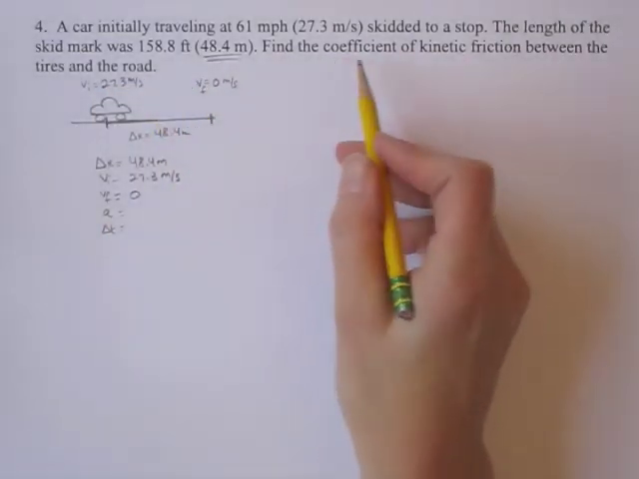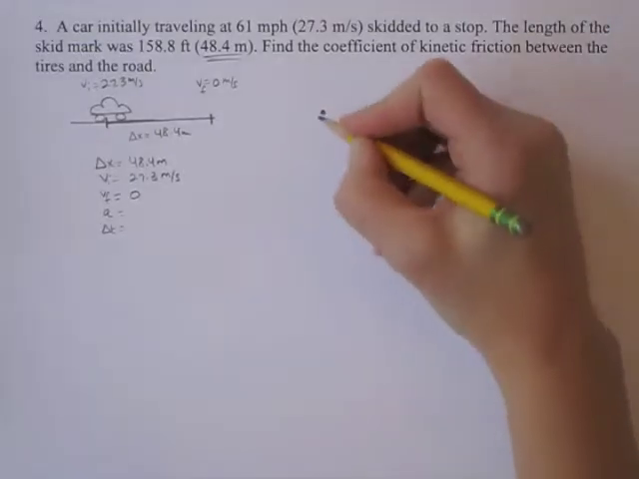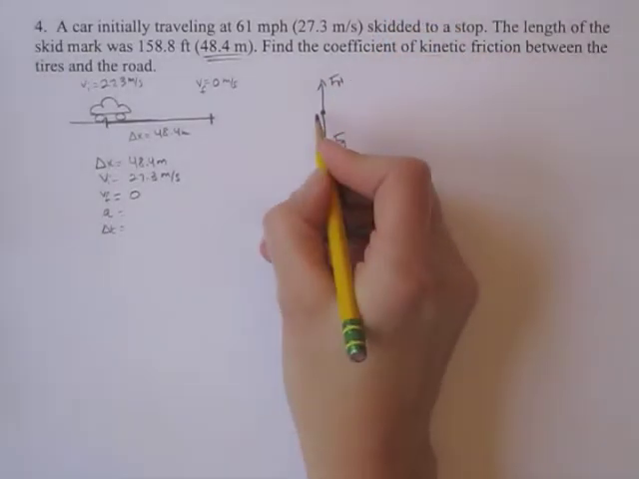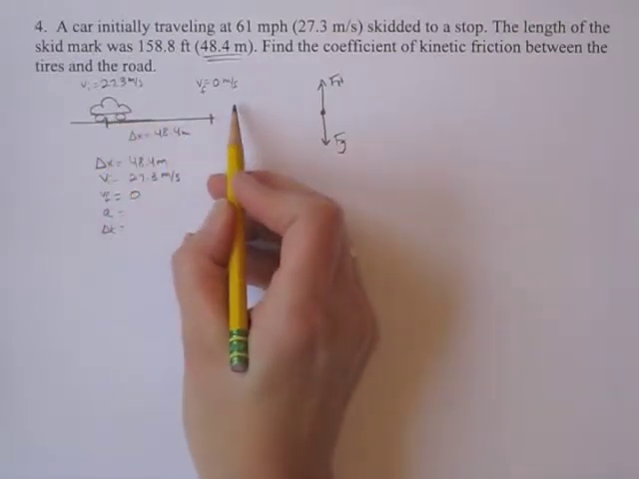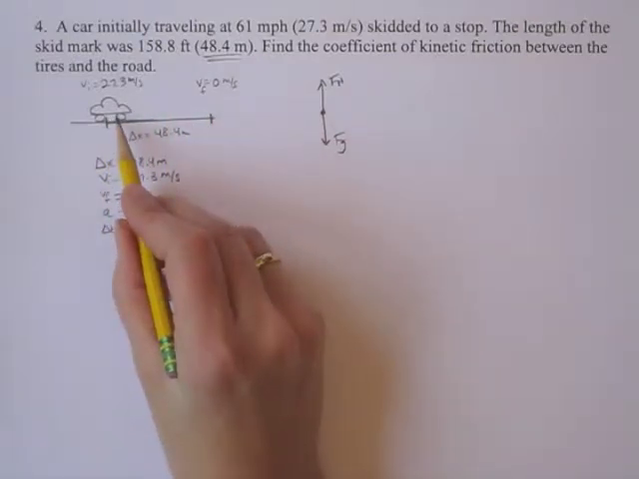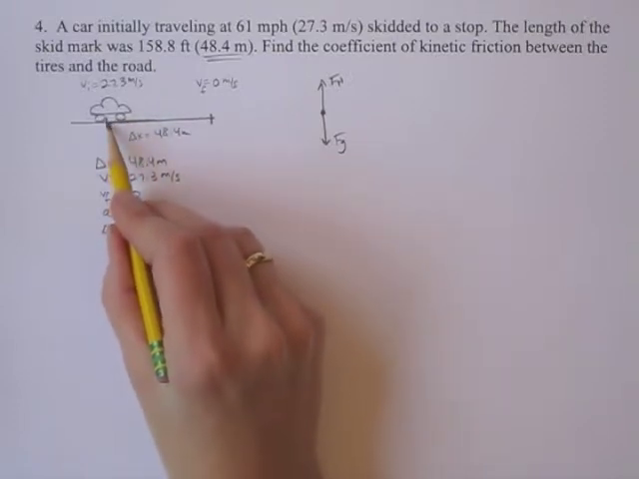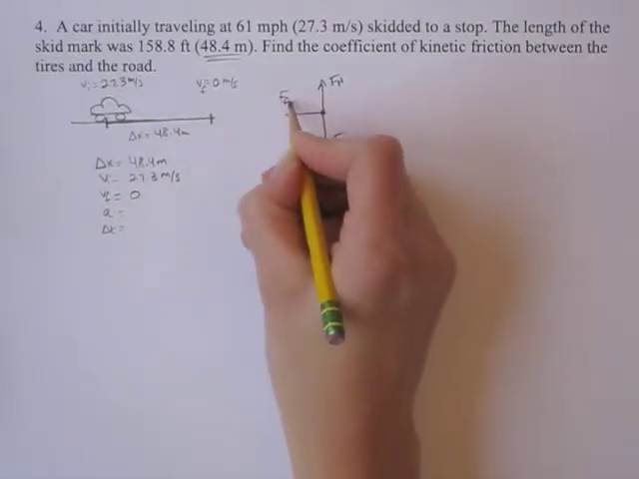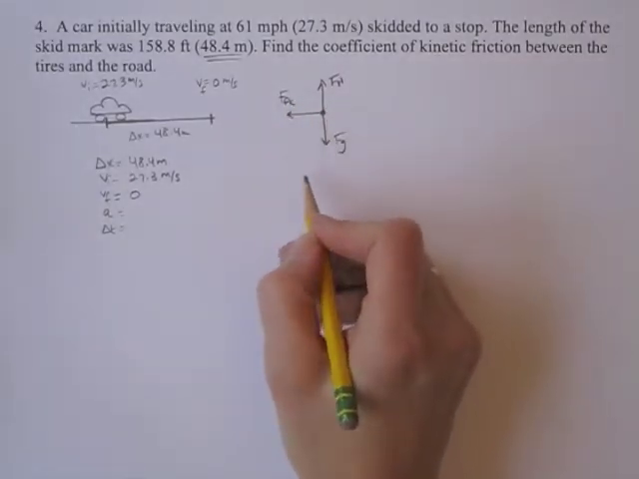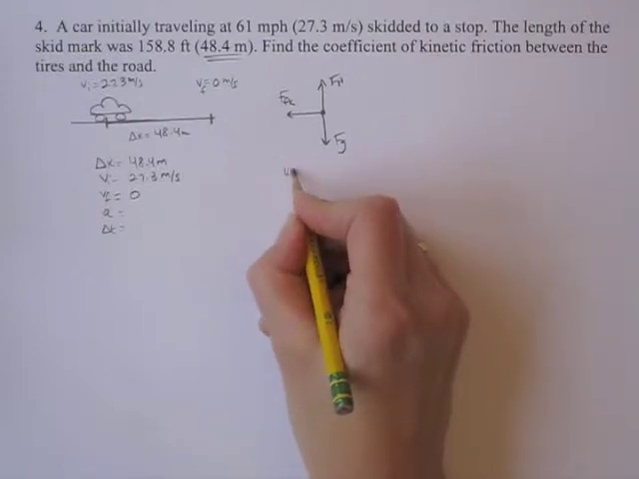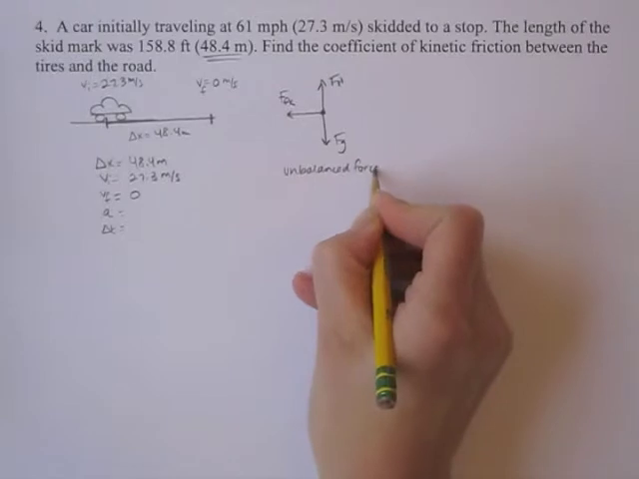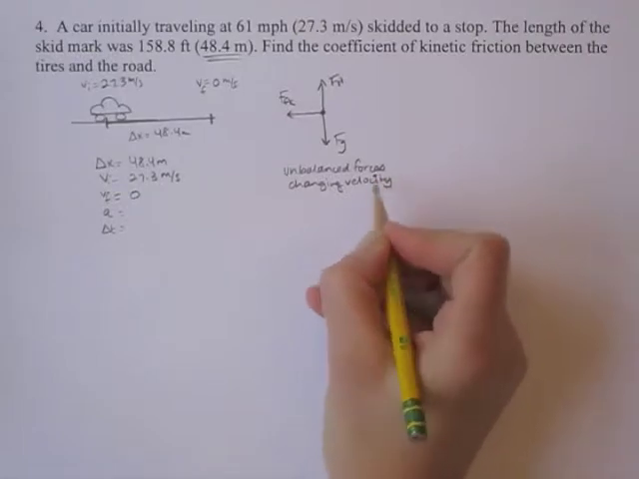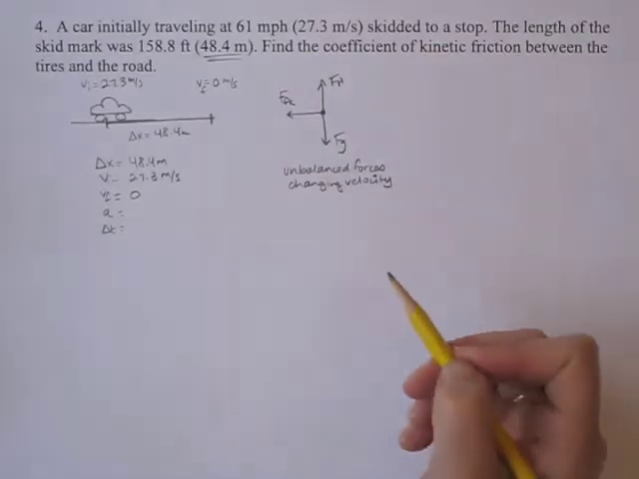I can see this problem also involves forces, so a free body diagram would be the next step. I know there's a force of gravity pulling down on the car, and the surface is pushing up on the car. There are no forces moving it forward, but it's slowing down because it's sliding, and sliding is kinetic friction. So there must be a force of kinetic friction opposing the motion of the car. From my force diagram, I can see that I have unbalanced forces, and there must be a changing velocity, which means that it's accelerating, which fits what I know because it's slowing down. Slowing down is an acceleration.